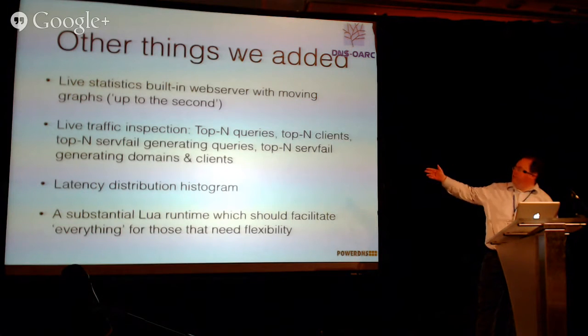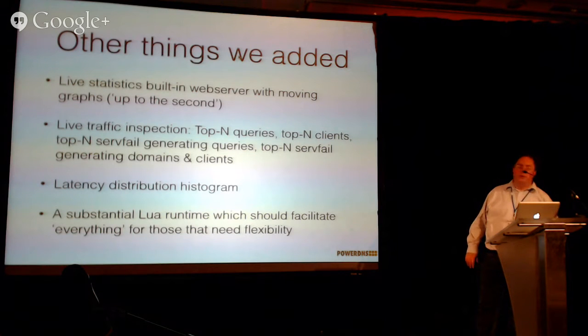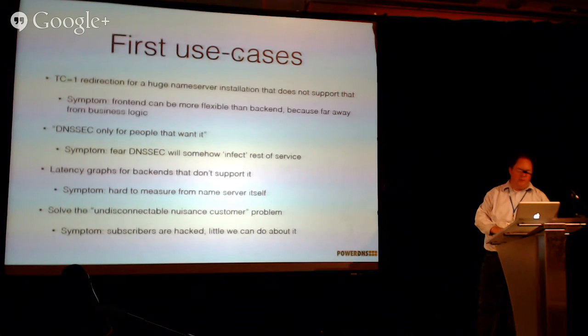So we have these statistics, the top N queries, top N clients, top N SERVFAIL-generating queries or clients and whatever. And you can very easily see if you have a troublesome client, you can just block them or rate limit them, all in real time from the command line. And the last bullet is, because we have all this powerful Lua runtime, if you want to block all domain names with a prime number in there, finally you can. But we added this so that people have the maximum amount of flexibility.